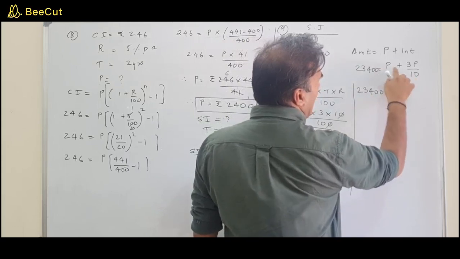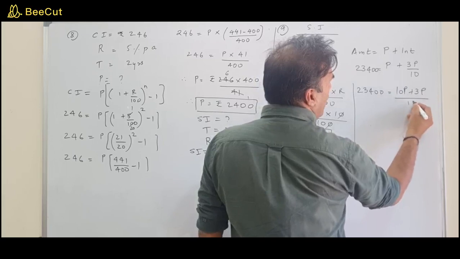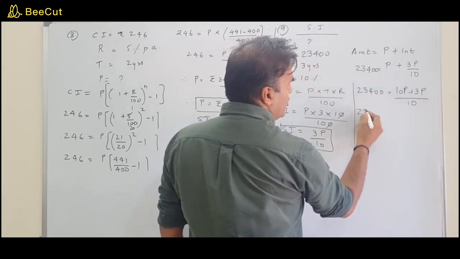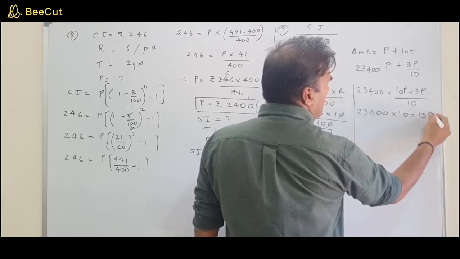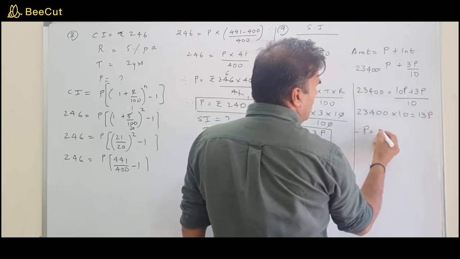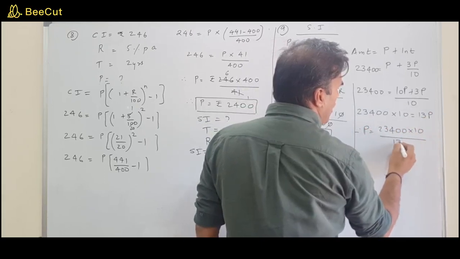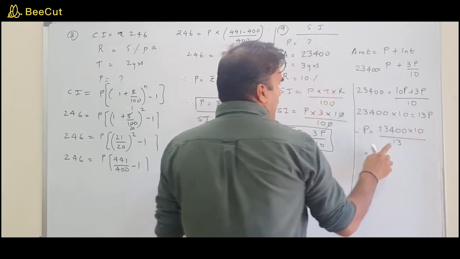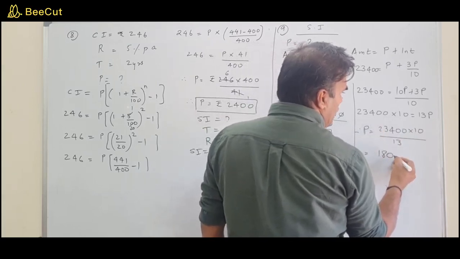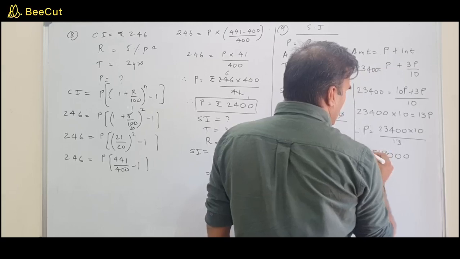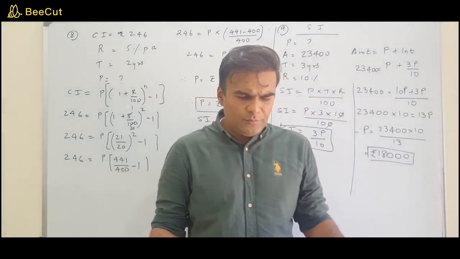23,400 equals 10P plus 3P upon 10. This 10 comes here. 23,400 into 10 equals 13P. Therefore, P equals 23,400 into 10 upon 13. Now in the 13 table, 13 8s are 104, so basically the principal would be rupees 18,000.